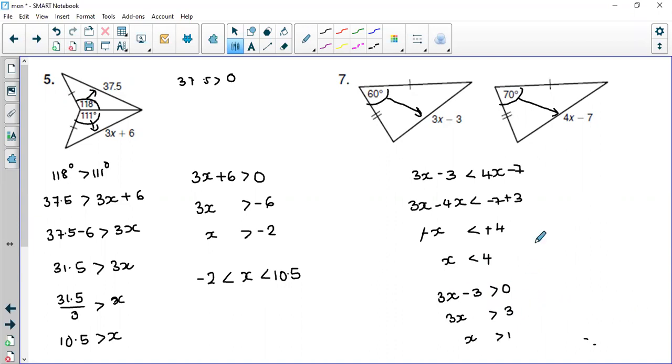Now to write the inequality, we have 1 less than x, which is less than 4. So this is the inequality, the range for the values of x. So that's all. This is how you compare two inequalities in a triangle.